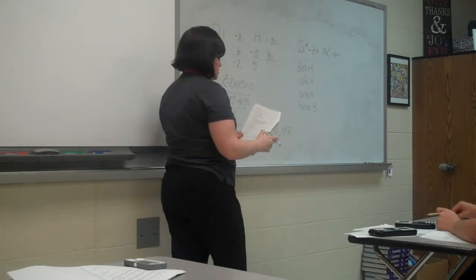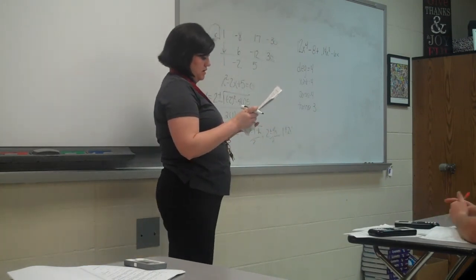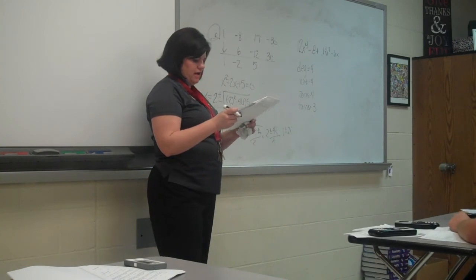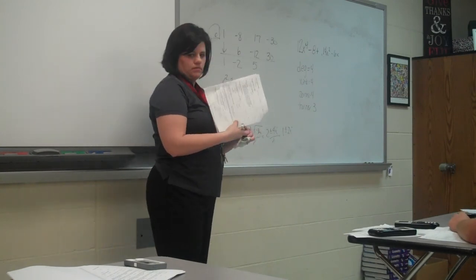I get 1 plus or minus 2i. So my other two zeros are 1 plus 2i and 1 minus 2i, which is D.